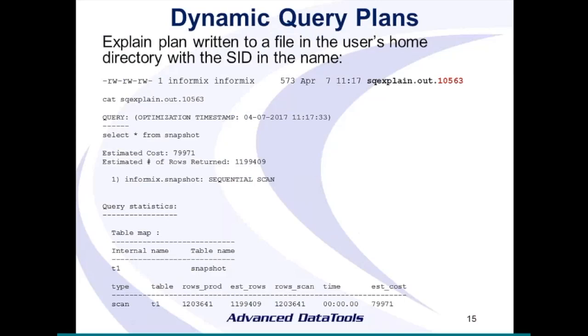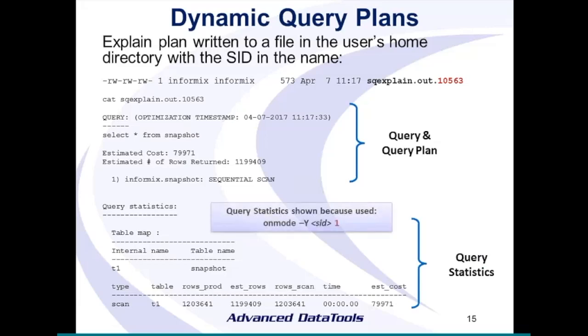Looking at the contents of that file, the first thing we see is the query that was running, and then that's followed by the query statistics. And we'll go into these when we start going through explain plans in a little bit. Now here I see the query statistics because I supplied the 1 argument to onmode -Y.